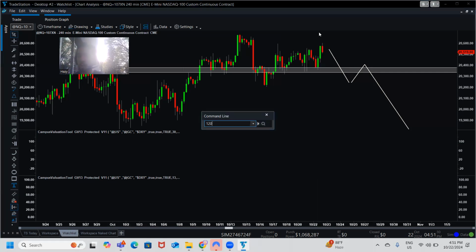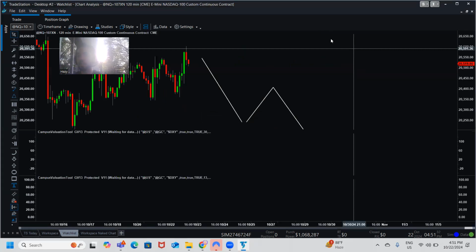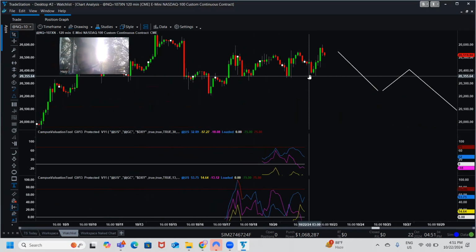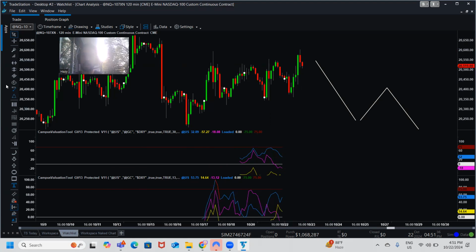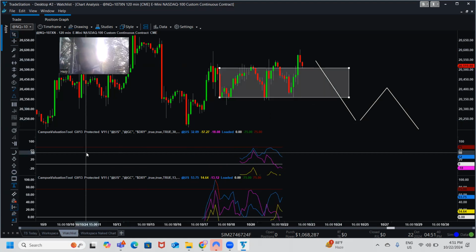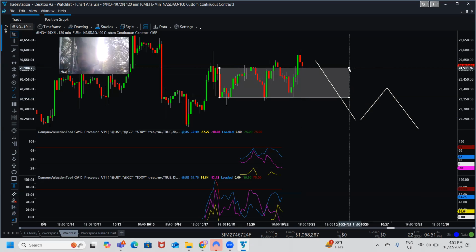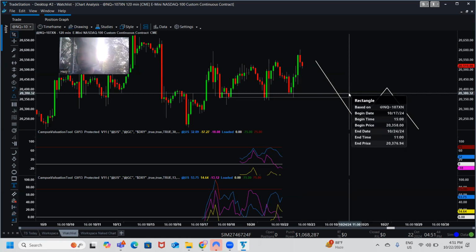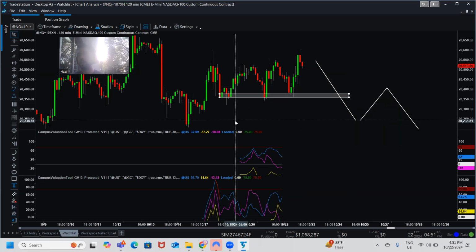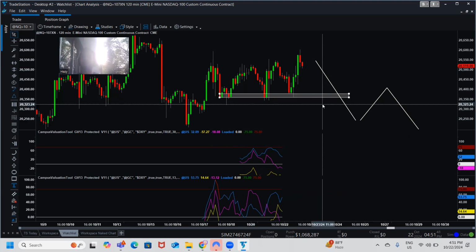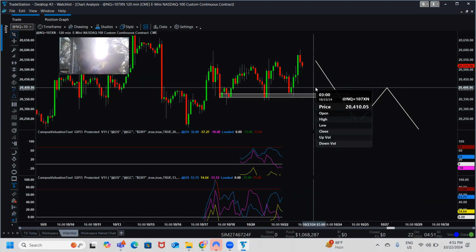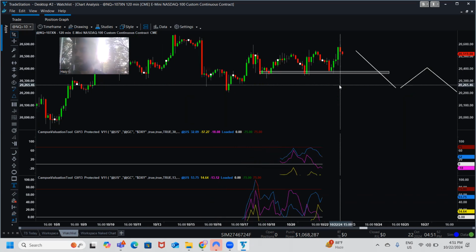Let's see how it looks on the 120 minutes. Yeah, definitely, if it breaks below the zone, I'm most probably going to be shorting. So that's pretty much it.